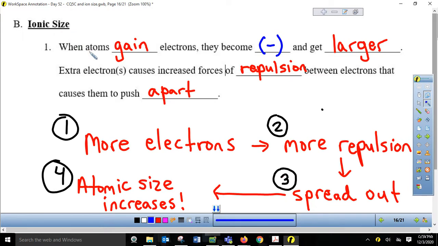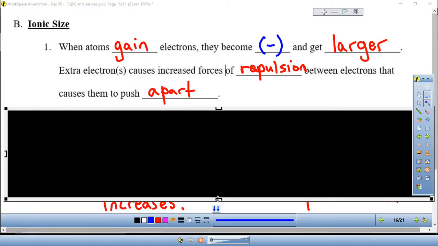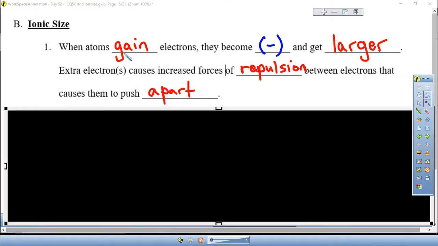Ionic size, number 1. I'm going to cover up this bottom half for now. So number 1, when atoms gain electrons, when they steal electrons from other atoms, they will become negatively charged. And as a result, they will get larger in size. Their diameter, their radius will increase. The question is why? Why do atoms get bigger when they gain electrons? And here's the reason why. If you add extra electrons to an atom, now there's more electrons in the same energy level.